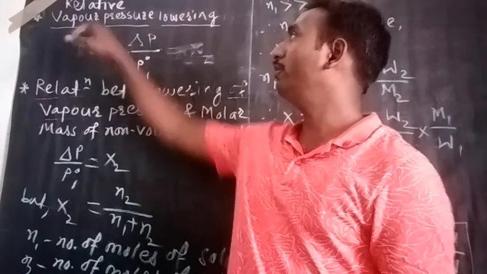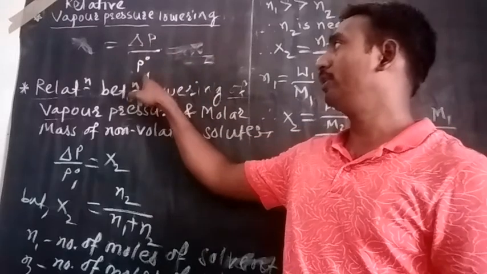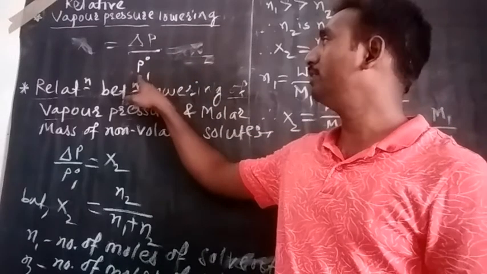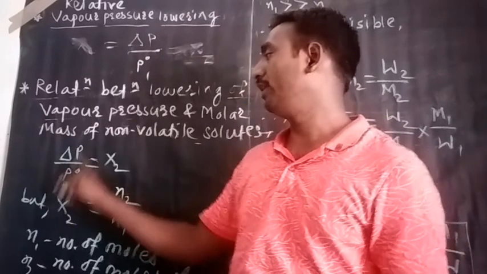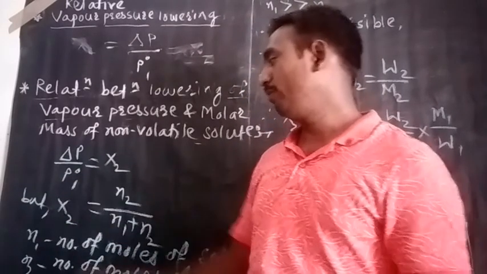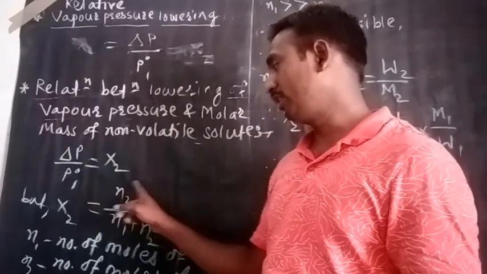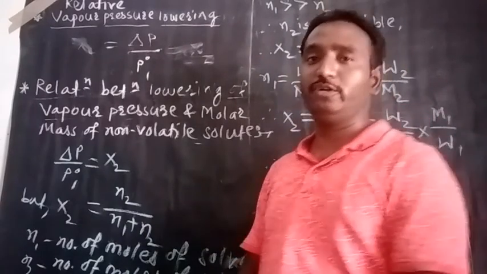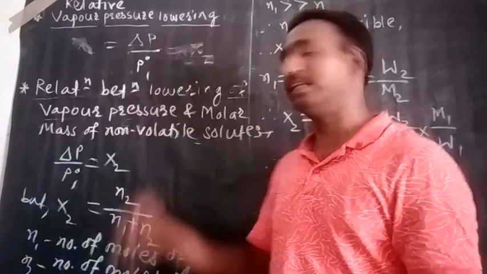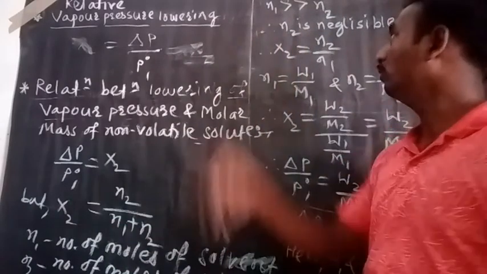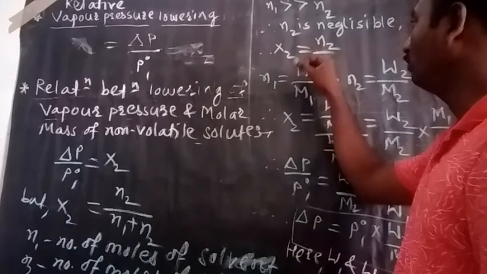Relative lowering of vapor pressure is the ratio of lowering of vapor pressure to the vapor pressure of the pure component, that is P01. But according to Raoult's law for solution containing non-volatile solute, delta P upon P01 is equal to x2. Here x2 is the mole fraction of the non-volatile solute, and x2 is equal to N2 upon N1 plus N2 according to the mole fraction concept. Here N1 is greater than N2, N2 is very negligible as compared to N1, and that's why x2 becomes N2 upon N1.